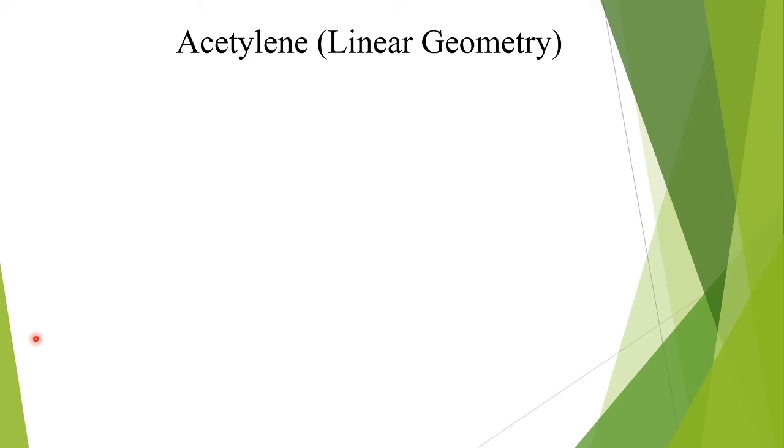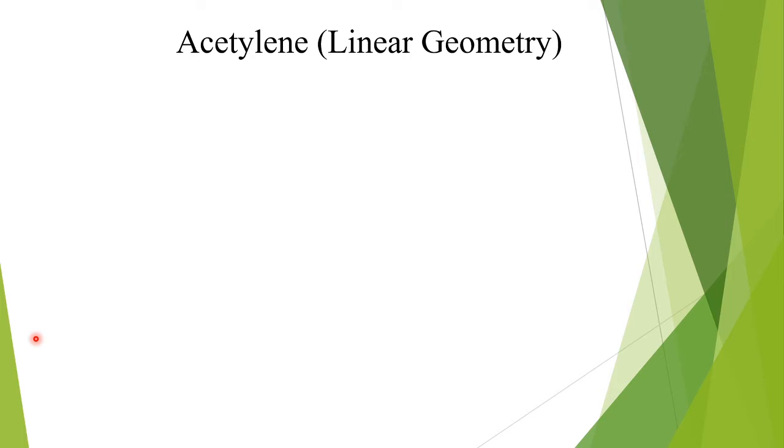Let's continue with the topic group theory. I had given you an assignment to write down the symmetry elements of ammonia and BF3. We'll be discussing the answers later on. Now, let's find out the symmetry elements of this molecule, acetylene.